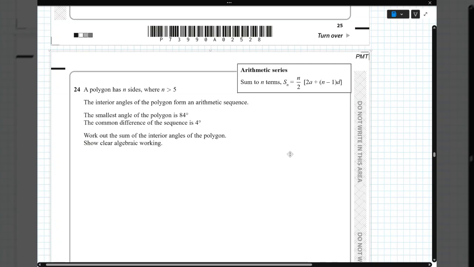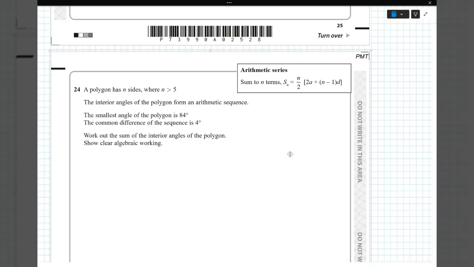Hi, welcome back. So, question number 24 on this higher paper. A polygon has n sides where n is greater than 5. The interior angles of the polygon form an arithmetic sequence.